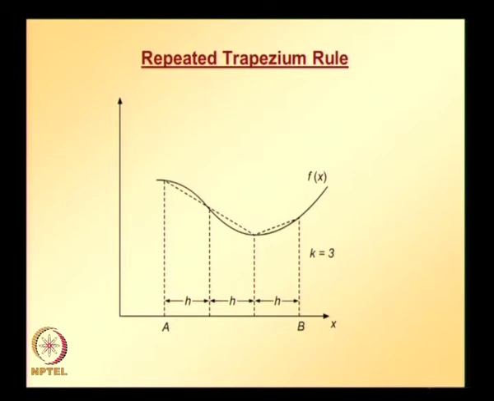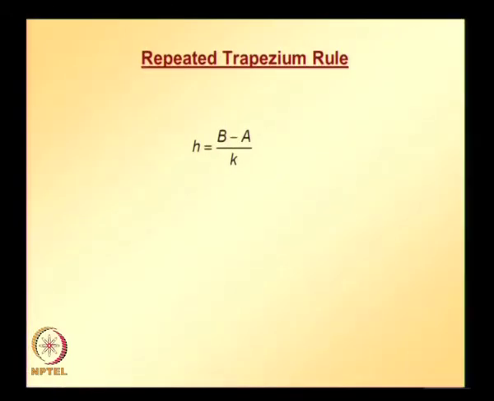Here, for example, function f(x) needs to be evaluated between the limits a to b, and the region a to b is divided into 3 strips, and the width of each strip is b minus a divided by k, where k is the number of strips. Here in this case it is 3. In the previous figure, k is equal to 3, but it can be something else for a different problem.